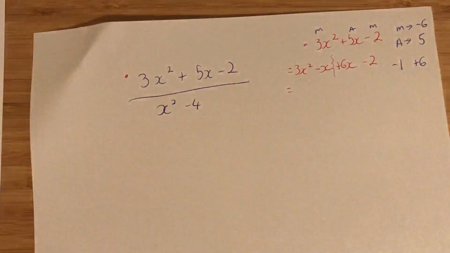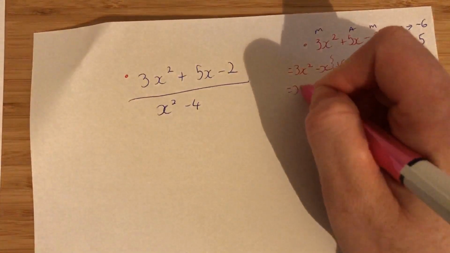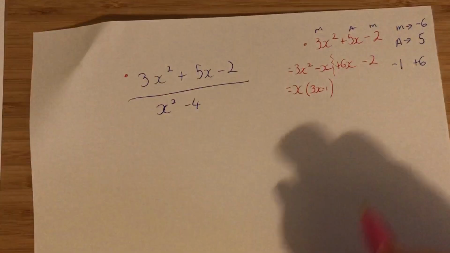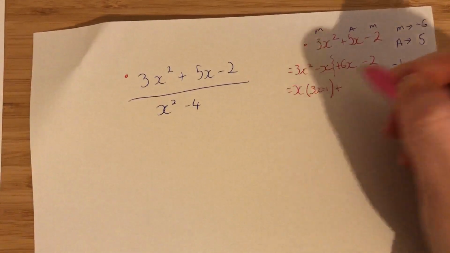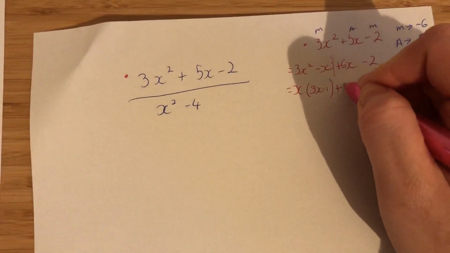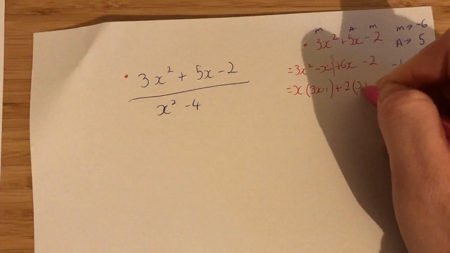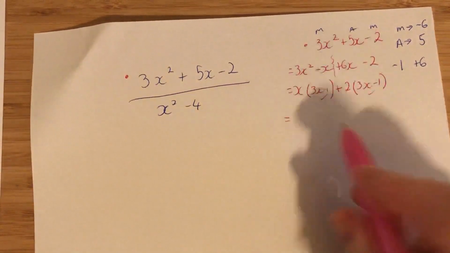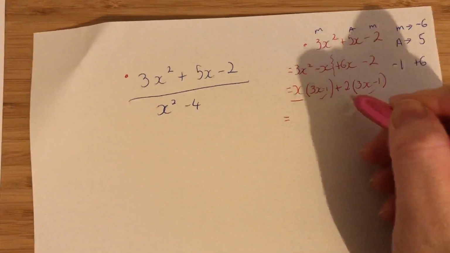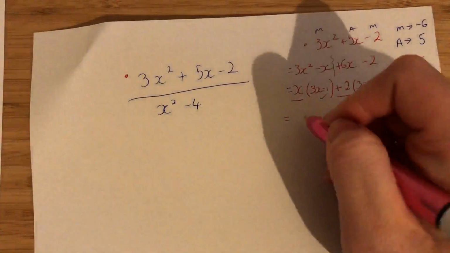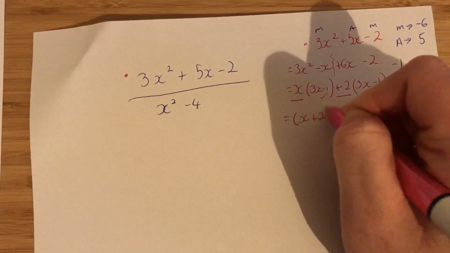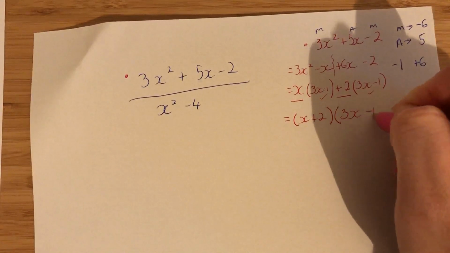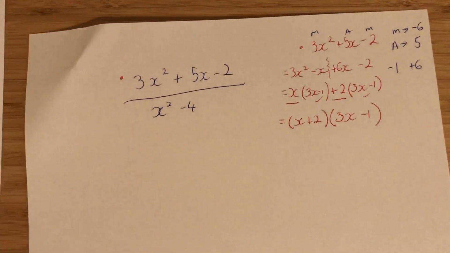Then take the highest common factor out of each side. Highest common factor here is x, and then 3x minus 1 inside the bracket. Plus is our symbol here. Highest common factor here would be 2, and then 3x minus 1 in this bracket as well, which is good. Our brackets have matched, which means we have one bracket we take from x plus 2, and 3x minus 1, our repeated bracket there, is our other bracket. Right, so we've factorised the numerator.